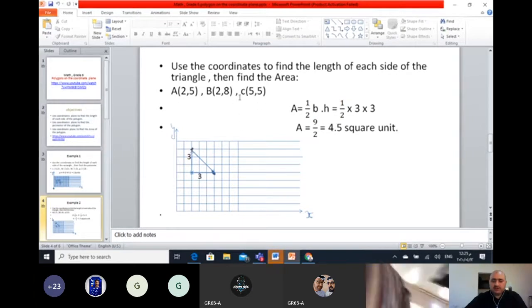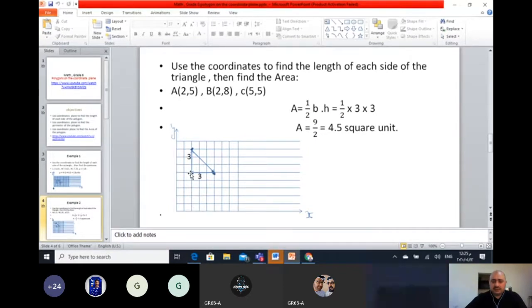Now the third one, we have C (5, 5). 5 in X and 5 in Y. So start from the 5 on the X axis: 1, 2, 3, 4, 5. Start from here in X, then go up 5 units: 1, 2, 3, 4, 5. So this is the last point. This is C. Then connect them.